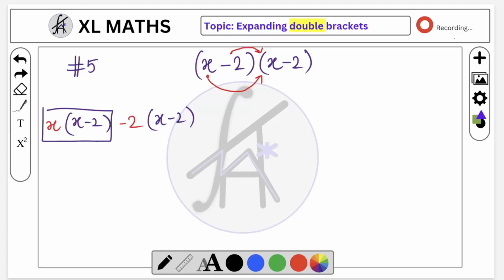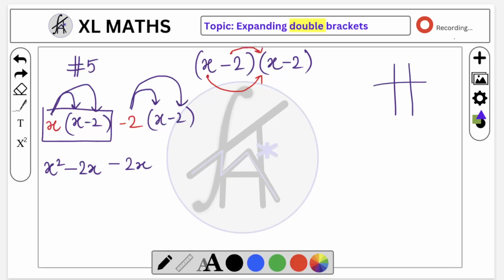Now this is like simple single bracket expansion, isn't it? So x times x is x squared, x times minus 2 is minus 2x, minus 2 times x is minus 2x. What about minus 2 times minus 2? Obviously, we have our tic-tac-toe here. So just plus, plus, plus, and then minus, minus, minus. So we have minus 2 times minus 2. Two negatives give us a positive answer, so that would be a positive 4.